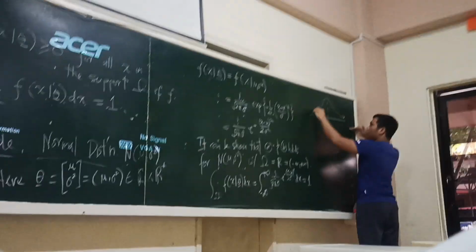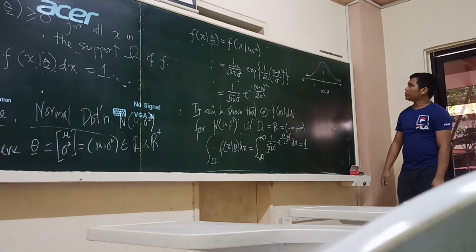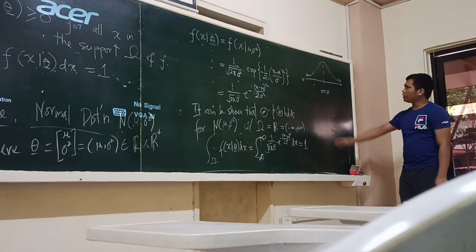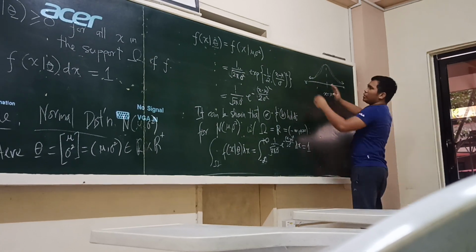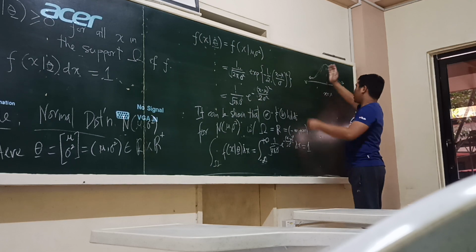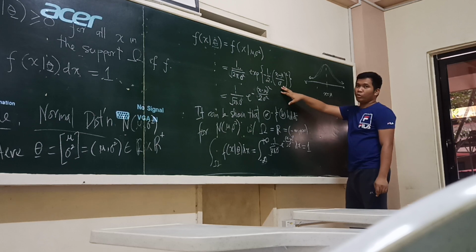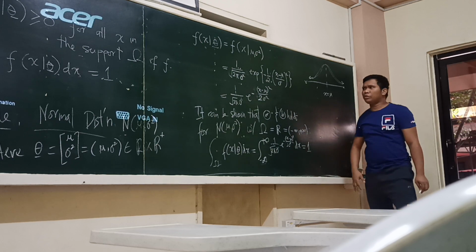Then it is always floating above the x-axis. It keeps the shape, centered at mu, and the spread is dependent on sigma. If sigma is large, it becomes flatter. If sigma is small, it becomes narrower. Why do you think so?